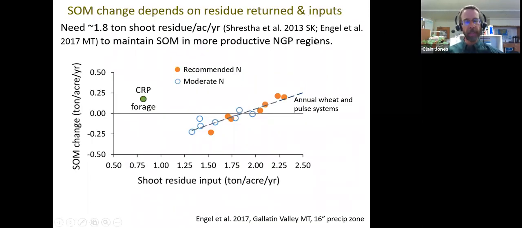Another way to look at that data from that study is one thing that I'm interested in is how much residue do you have to put into the ground in order to maintain soil organic matter? That's what we've tried to show here. So here on the horizontal axis, I put shoot residue input in tons per acre per year, so above ground shoot biomass. And on the y-axis, I plotted soil organic matter change in tons per acre per year.